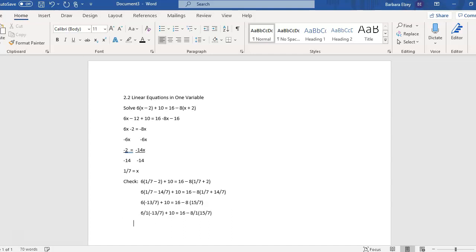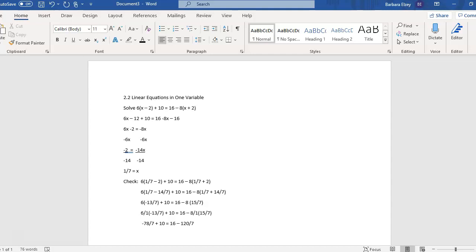So in our first one over here, we'll have 6 times -13. And 6 times -13 is -78 over 1 times 7, which will be 7. So I'll have my 10 sticking around. And then over here, I'll have -8 times 15, and that ends up giving me -120. And 1 times 7 on the bottom will be 7.